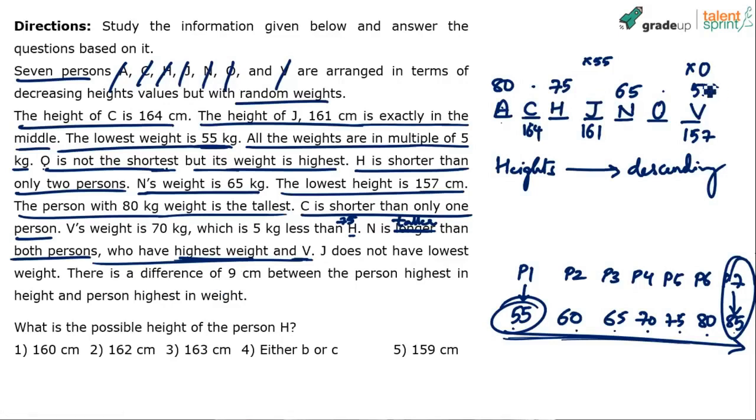Oh, sorry, I cannot put 55 here, because weights are random. I'm sorry about that. I thought the minimum weight should be at the end, right? No, the minimum weight can come anywhere. Sorry about that. Weights are at random.